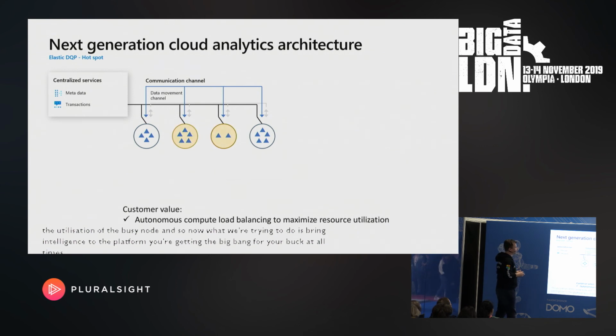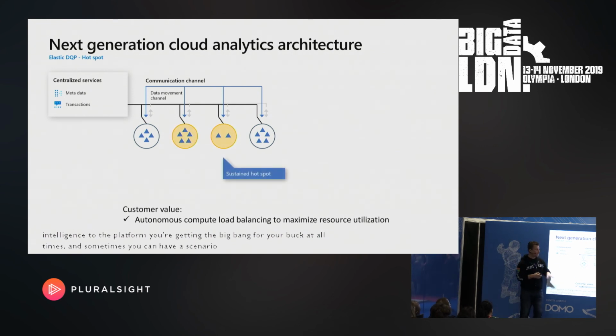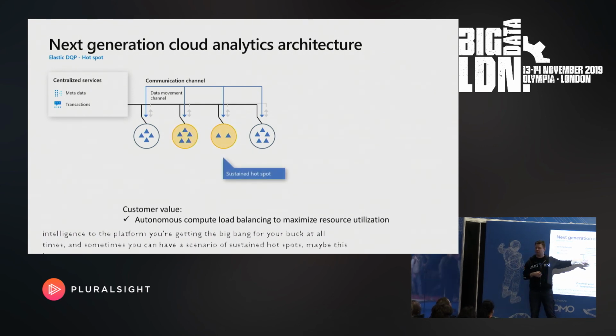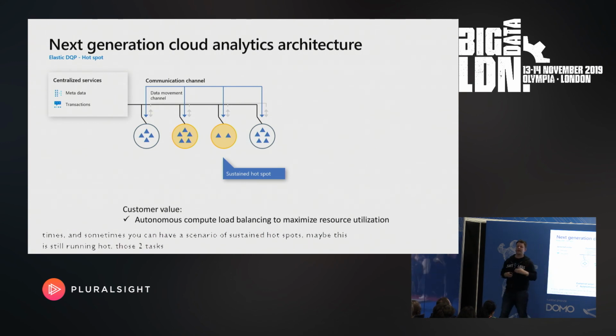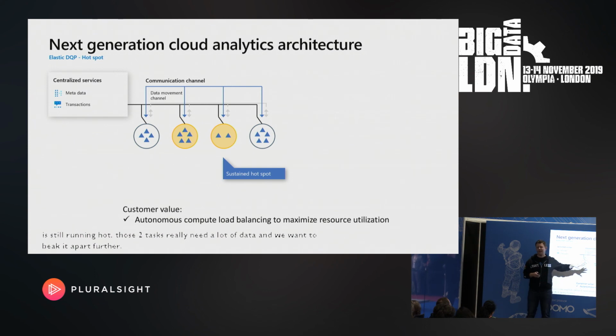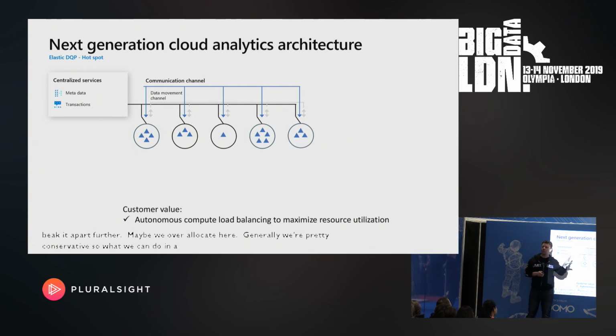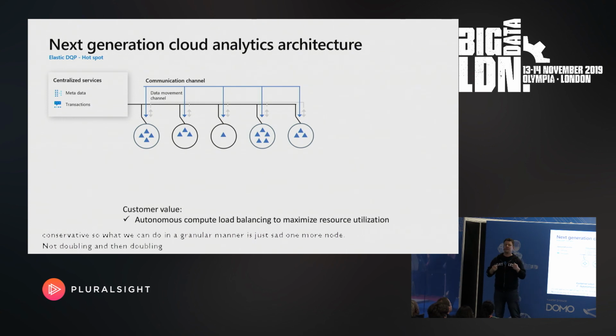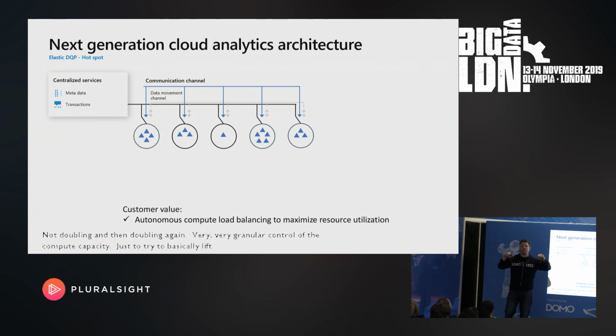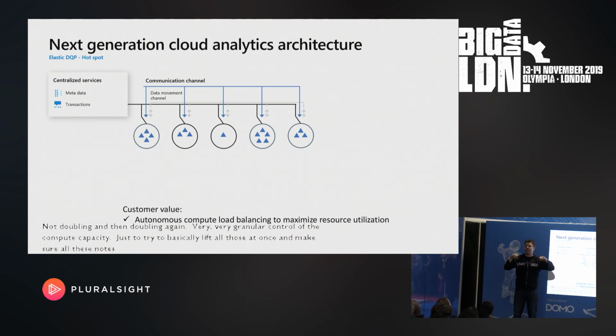And sometimes you can have a scenario of sustained hotspots. Maybe this one is still running hot. Those 2 tasks really need a lot of data, and we want to break it apart even further. Maybe we actually over-allocated here. Generally not, we're pretty conservative. And so what we can do in a very granular manner is just add one more node. We're not doubling and then doubling again. Very, very granular control of the compute capacity just to try and basically lift all boats at once and make sure that all of these nodes are running in a very, very efficient manner.